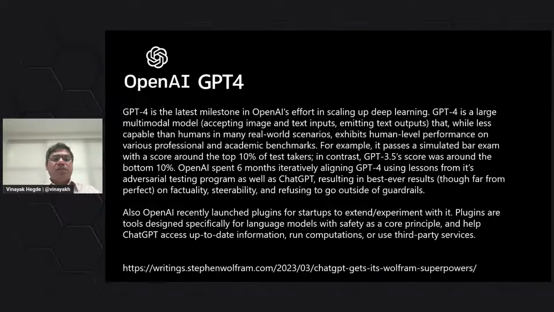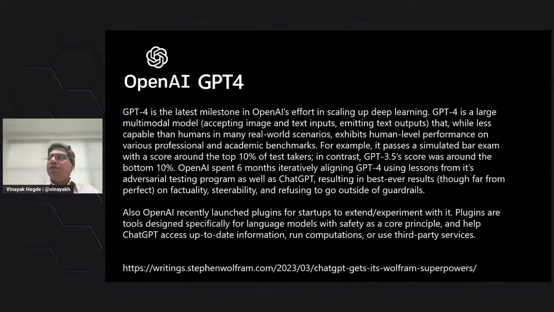It wasn't easy. OpenAI spent about 6 months iteratively aligning GPT-4 using lessons from its adversarial testing program as well as ChatGPT, resulting in better quality results on factuality, steerability, and refusing to go outside the guardrails.